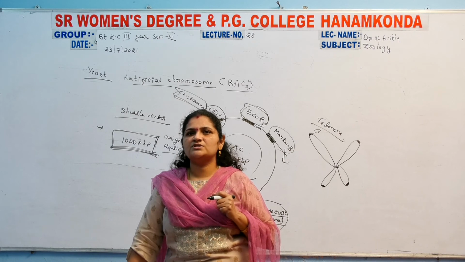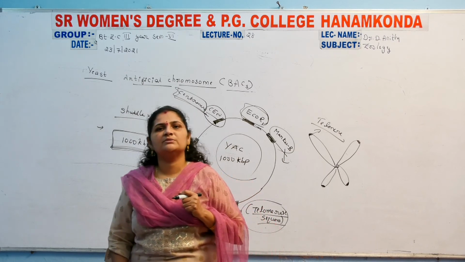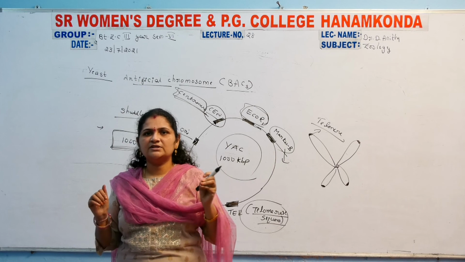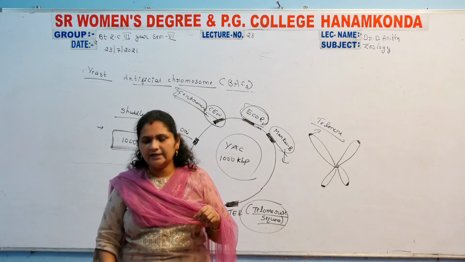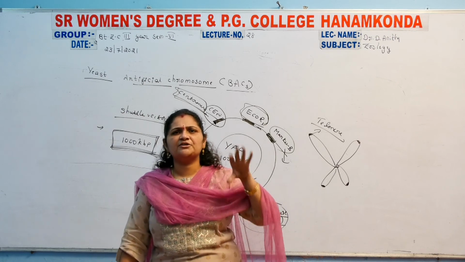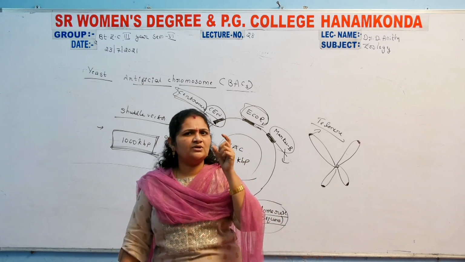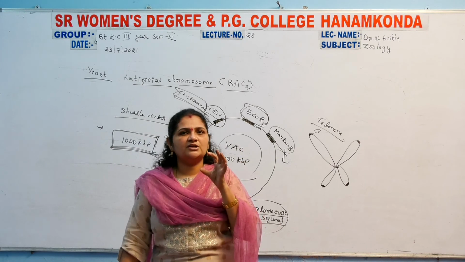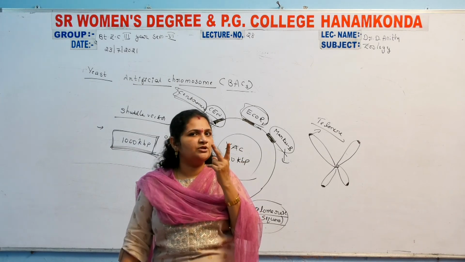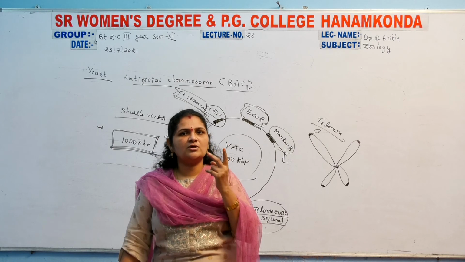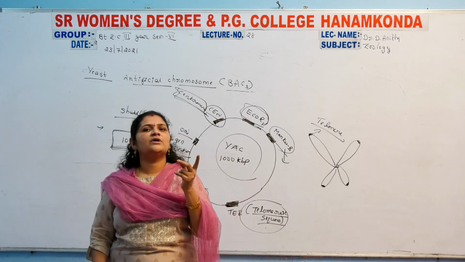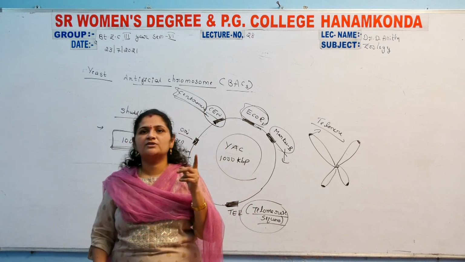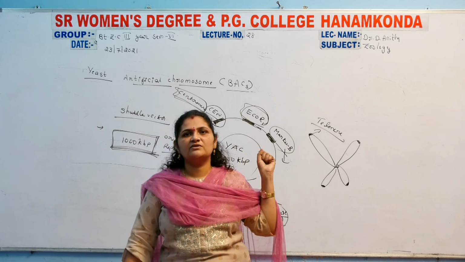The shuttle vector is in the middle. Other bacterial plasmid vectors replicate in only a single host, but shuttle vectors can replicate in two different hosts. That's why these are considered shuttle vectors. The yeast artificial chromosome acts as a shuttle vector, able to replicate in two different hosts. That is the importance of the yeast artificial chromosome.